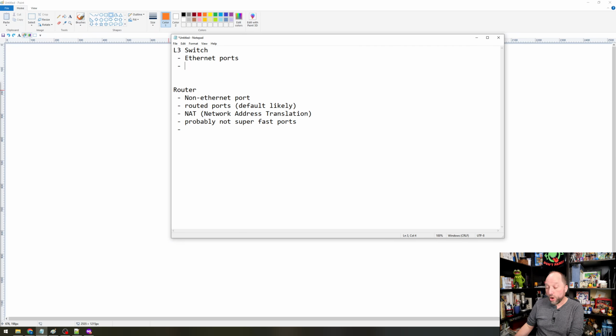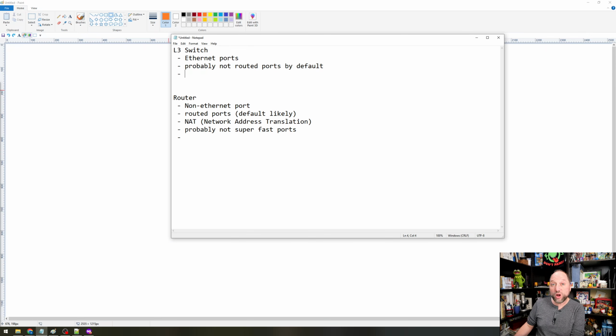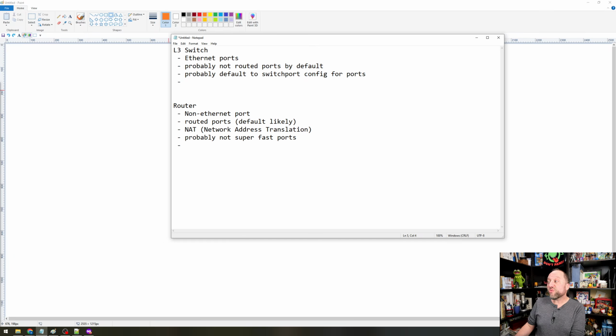But all the ports could be in a single broadcast domain, probably not routed ports by default. Some operating systems might do it, but probably not routed ports. And probably, like we said, the ports default to a VLAN configuration. They're switch ports by default. You would probably not have NAT. Different vendors and operating system versions and licenses might offer different things, but probably not NAT. And that will get you pretty far in the sort of expectations, right?